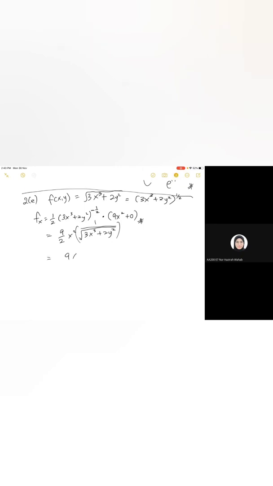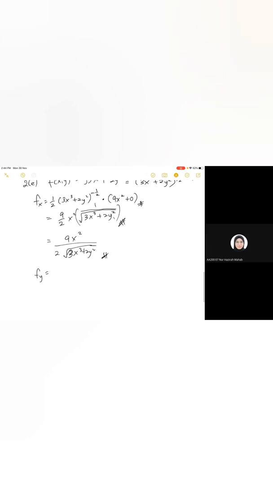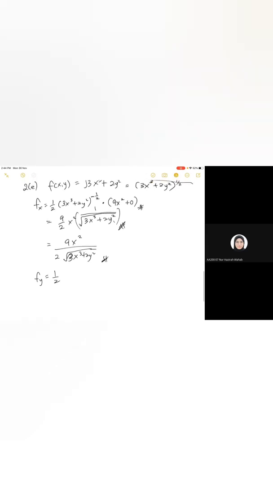Oh, 9x kuasa 2 per 2, 3x kuasa 3 tambah 2y kuasa 2. Cantik like this lah. Okay. Or sampai sini pun boleh. Tak masalah. So again, differentiate the power first. It will be 3x to the power of 3 plus 2y to the power of 2.